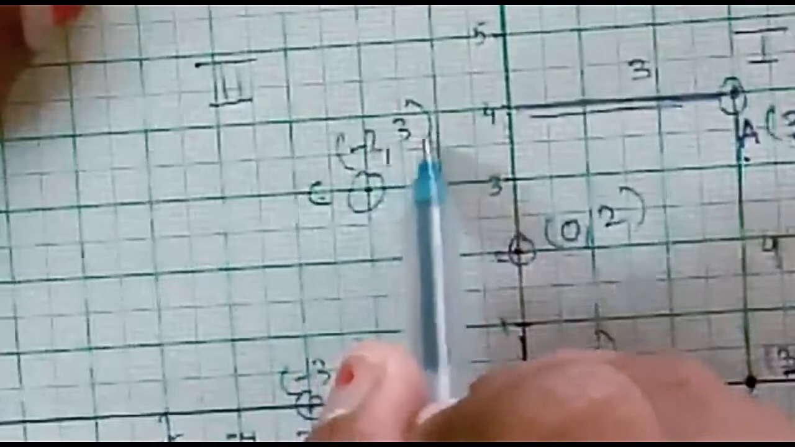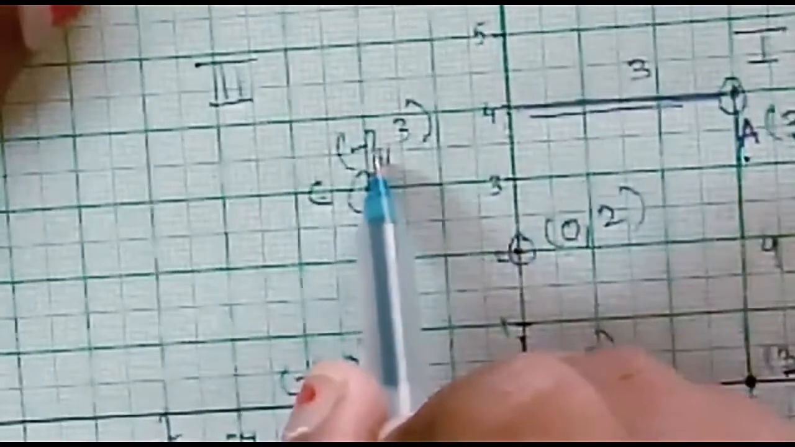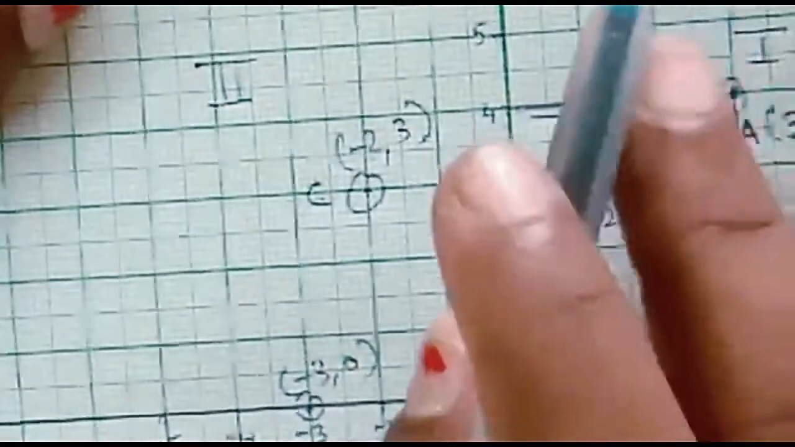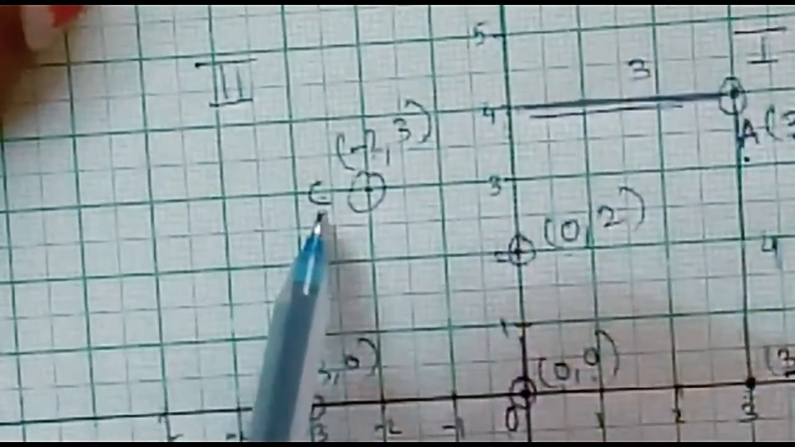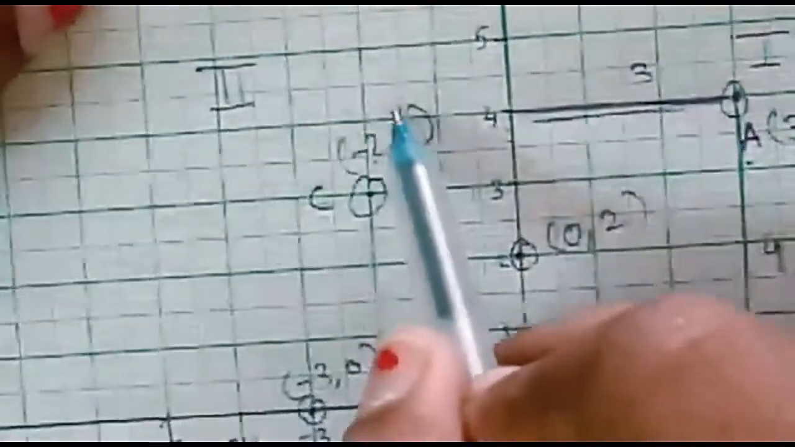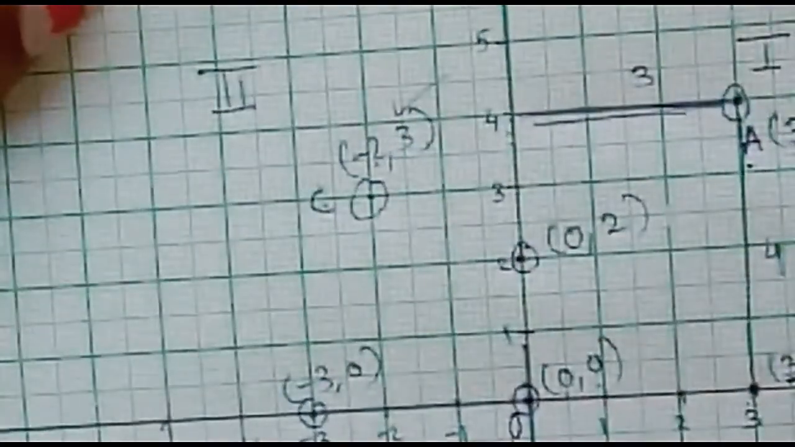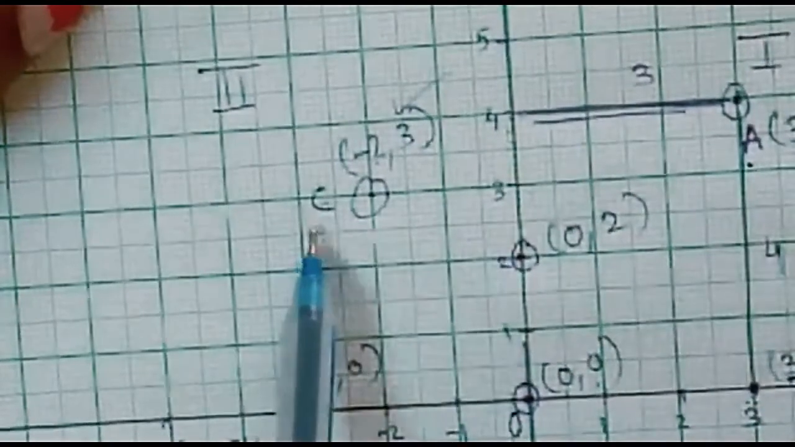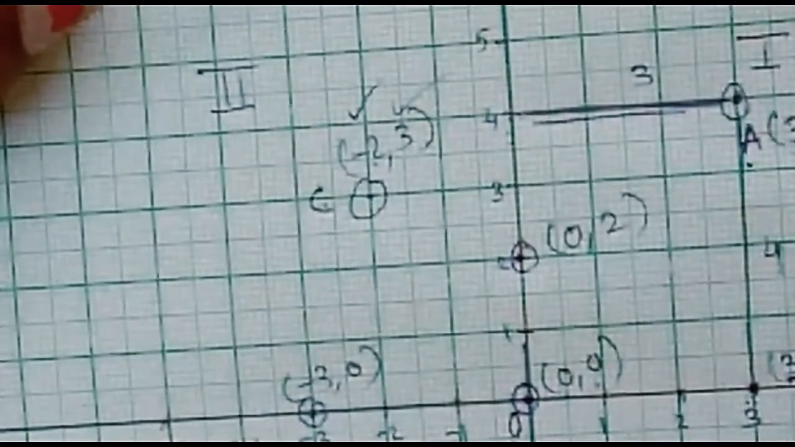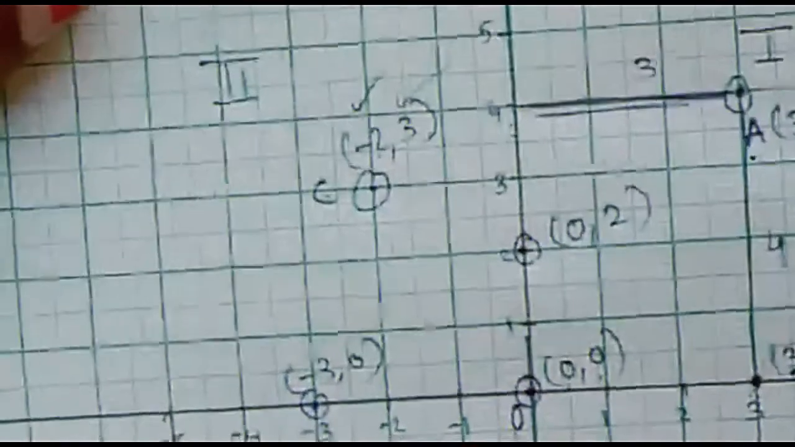So C of -2, 3. The x coordinate is -2 and the y coordinate is 3. Now without looking at the graph paper, can you tell me what will be the distance of point C from the x-axis? So yes, it is 3 units. And what is the distance of this point C from the y-axis? So yes, it will be 2 units. Don't say -2, it is just 2 units. Okay, now I think it is clear.